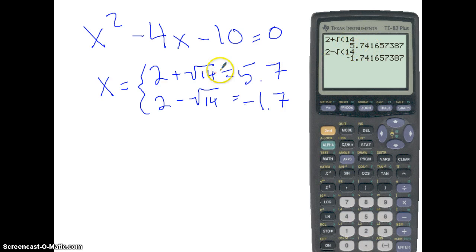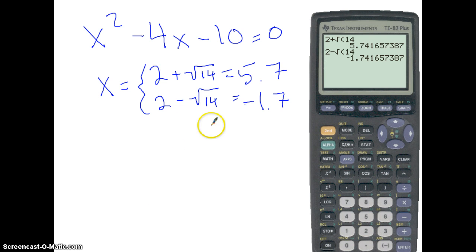It's very close to 5.7. There's other numbers after that, but when I'm thinking about it, I'm just going to think about it as 5.7. And the other one, 2 minus the square root of 14, is very close to negative 1.7. So those are the two roots, and I just wanted to talk about the fact that they make sense and maybe an easier way to find them.